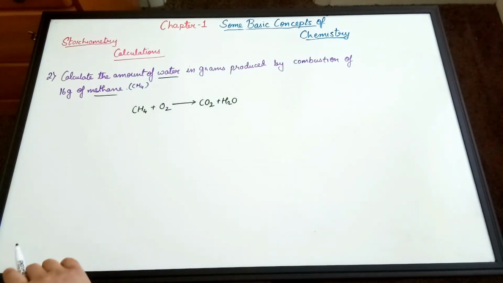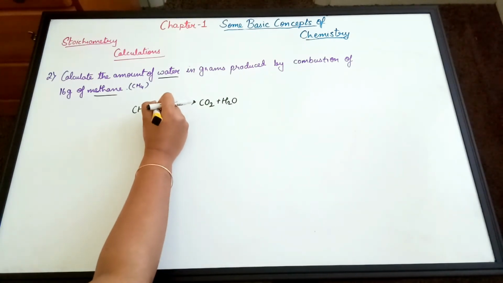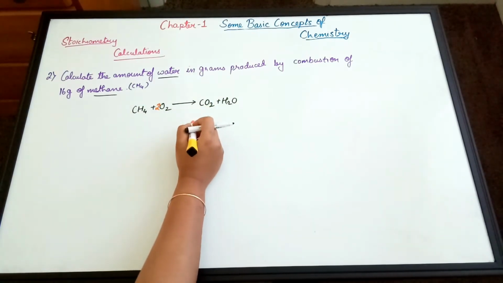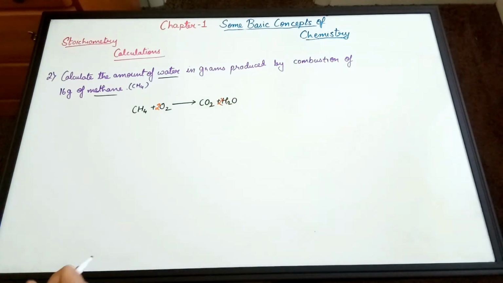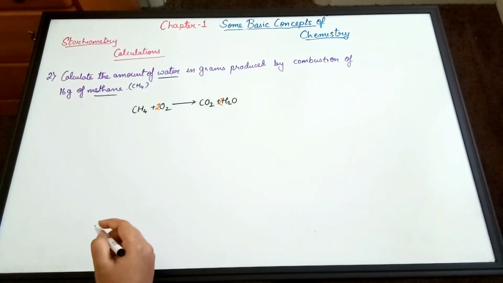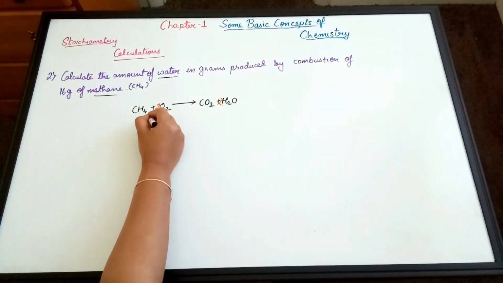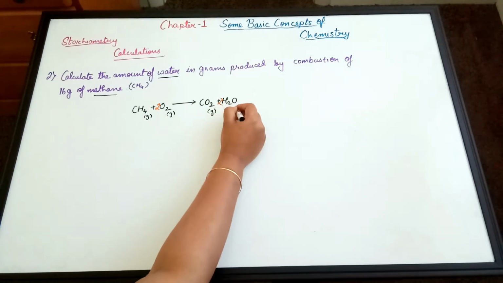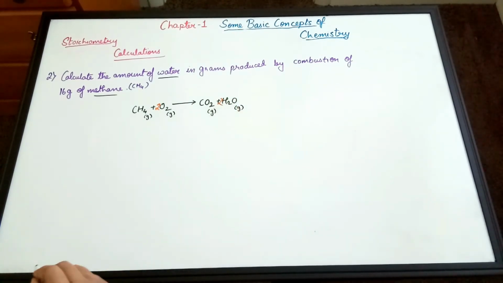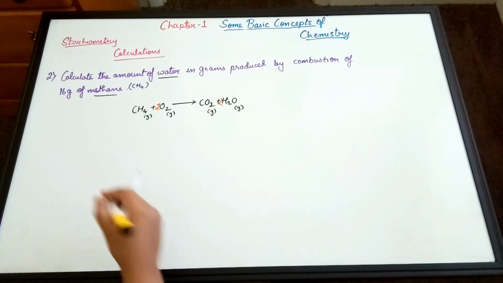When we balance this chemical equation, you get 2O2 and you will have 2H2O. This is the reaction we had studied about in the previous video. Now, methane is a gas, oxygen is a gas, carbon dioxide is also a gas, and water is also a gas. In the previous video, we had studied their relationship in terms of moles.